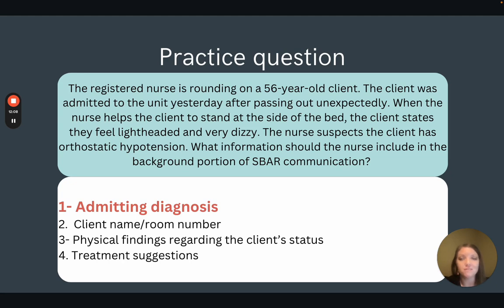What about the other options? Number 2, client name and room number. What do you think here? Well, this would be a part of the situation piece of SBAR, how we introduce the situation to the provider or the care team member. What about the nurse's physical findings regarding the client's status? This would be part of our assessment. Our assessment is important information as the RN has the eyes and ears on the client and can observe any changes quickly. What about number 4? This would fit under recommendations. What does the RN think would be best for the client? Remember, don't be afraid to speak up and give recommendations to the provider based on what you think is best for the client.